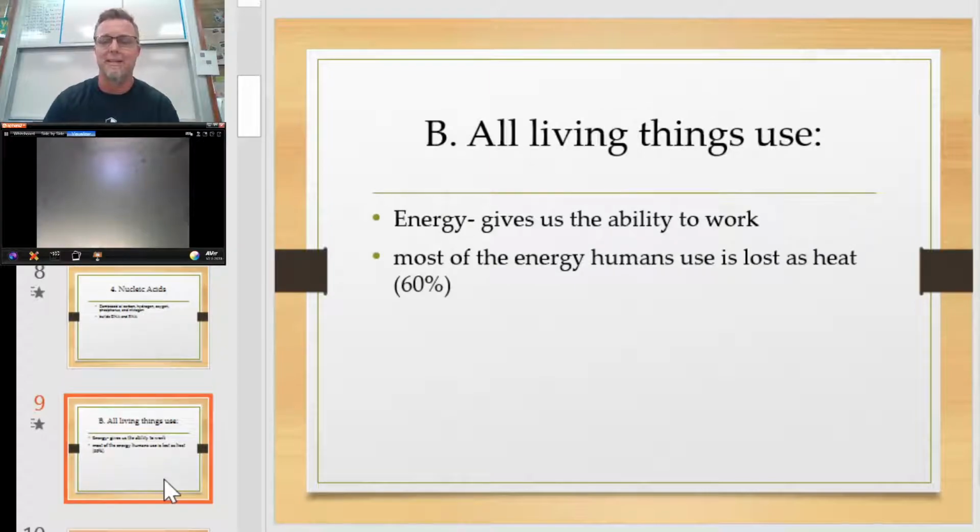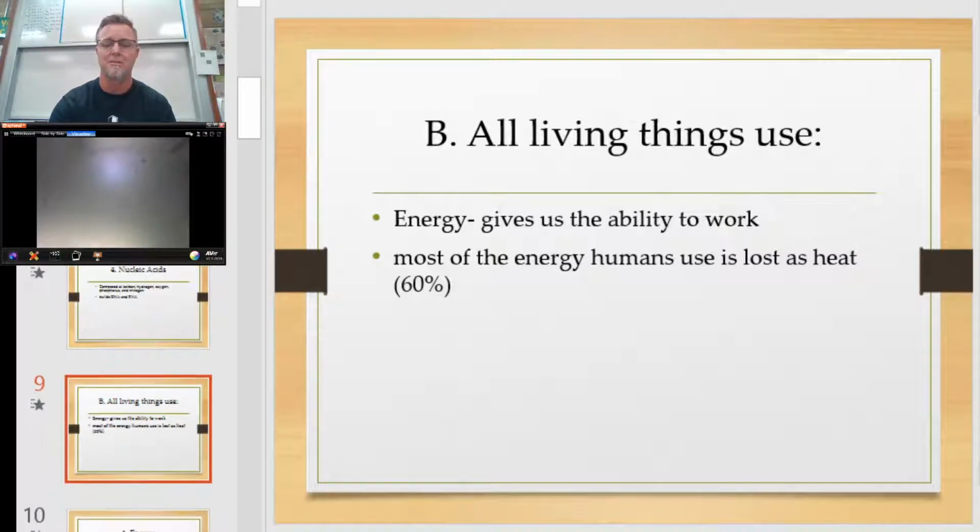All right, next thing, all living things use energy. Energy is this magical thing that gives us the ability to do work, right? All living things have to metabolize food that they take in, or some energy source that they take in in the form of an organic compound, and they use that to get the energy they need to do the work that we would consider life. In humans, the majority of the energy that we take in is actually lost in the form of heat. Up to 60% of that energy is lost in the form of heat.